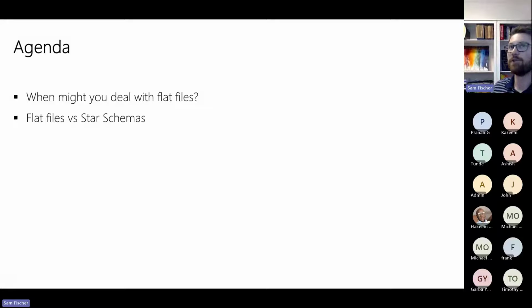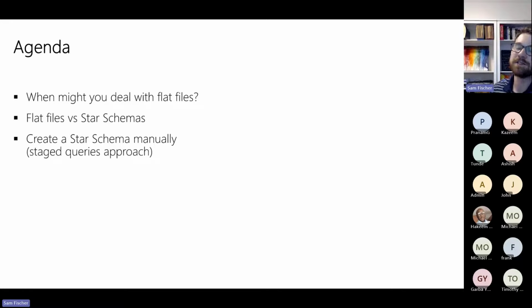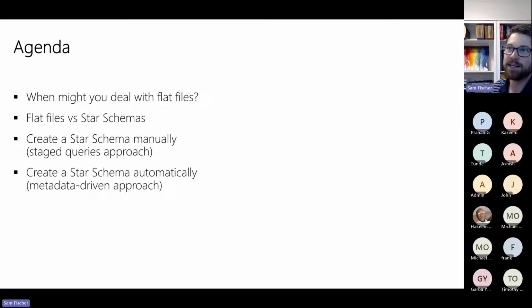So in order to get from that scenario where you may have a flat file and you want to translate it into a star schema, we're going to go through a few techniques as to how you can do that. The first one's going to be a more manual technique as to how you can use staged queries within Power Query for that. And the second technique is going to be an automated, more metadata-driven approach that's also going to be within Power Query.